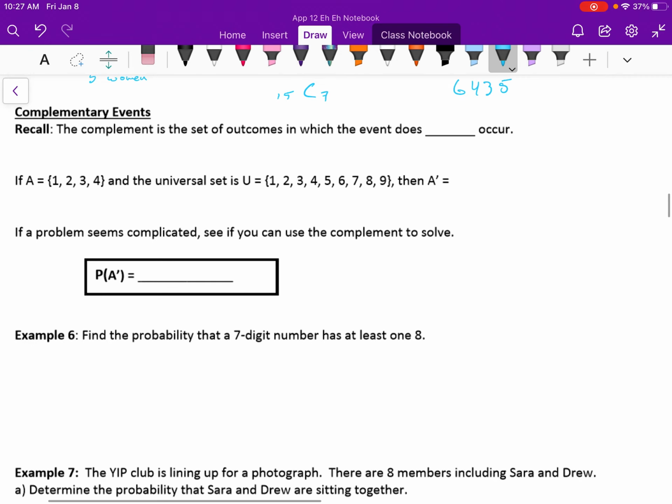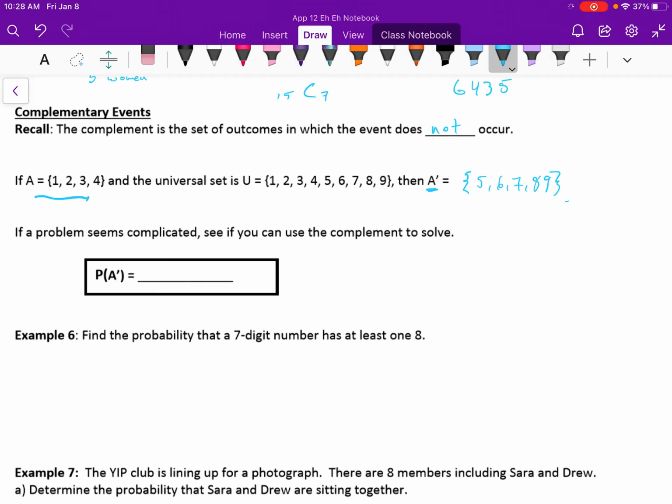So we're going to move on beyond that, and we're going to talk about complementary events. Really important idea. Recall that the complement of a set is the set of outcomes in which the event does not occur. So if A occurs, the complement of A is everything except for A. So if A is equal to 1, 2, 3, 4, and the universal set is the digits 1 through 9 inclusive, then the complement of A will include everything that's in the universal set that's not A. So 5, 6, 7, 8, and 9.